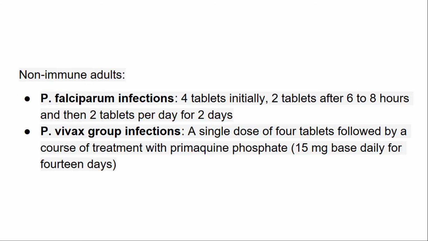Non-immune adults. P. falciparum infections: 4 tablets initially, 2 tablets after 6 to 8 hours and then 2 tablets per day for 2 days. P. vivax group infections: a single dose of 4 tablets followed by a course of treatment with primaquine phosphate 15 mg base daily for 14 days.